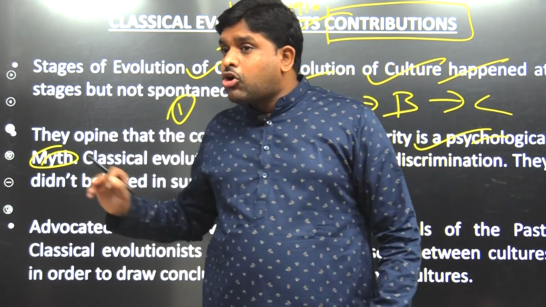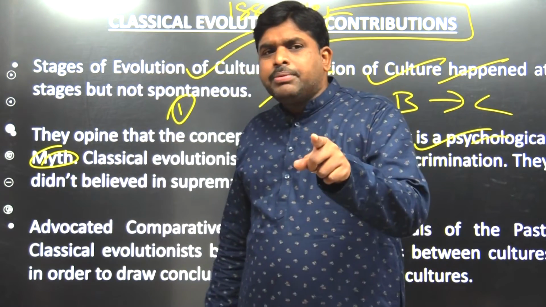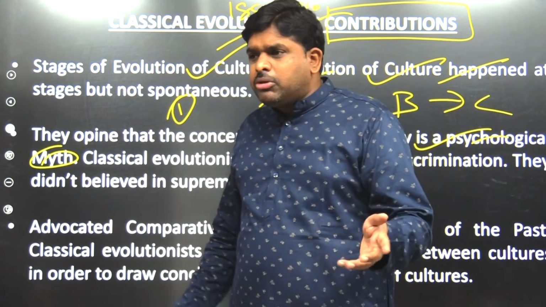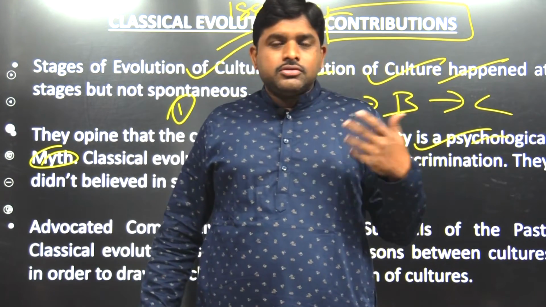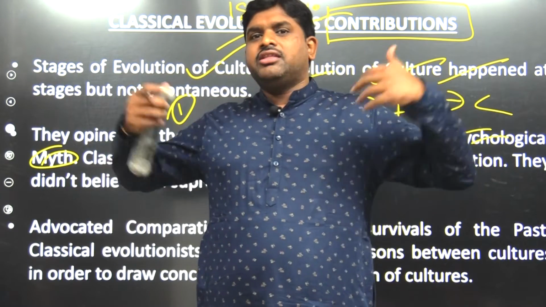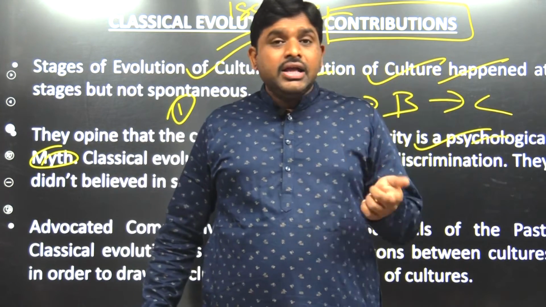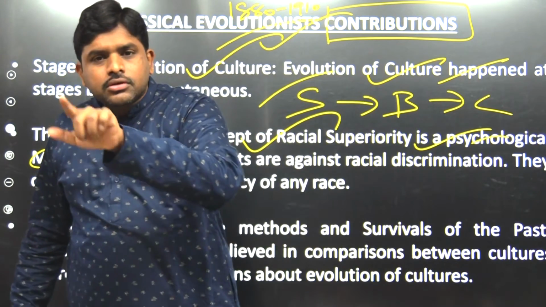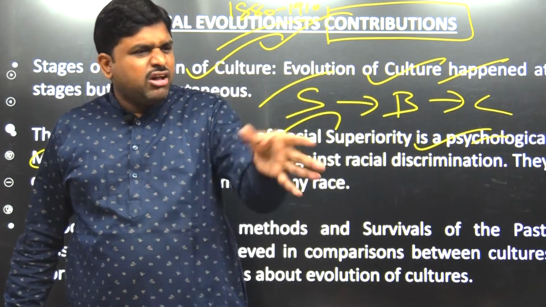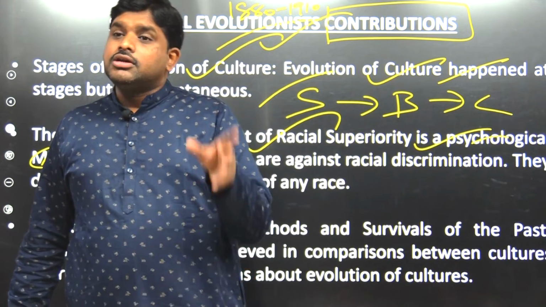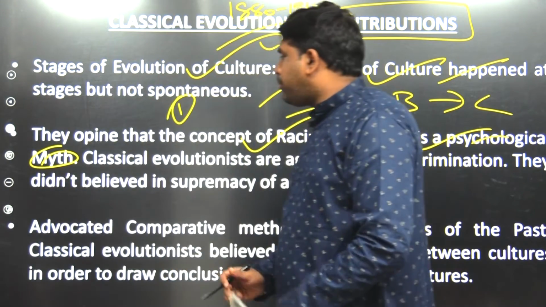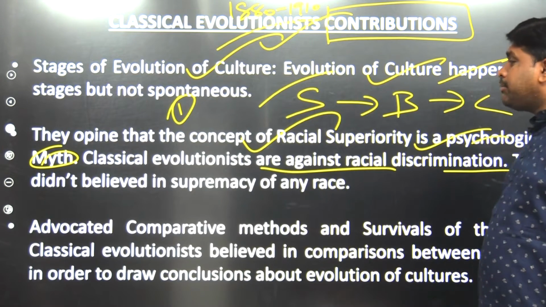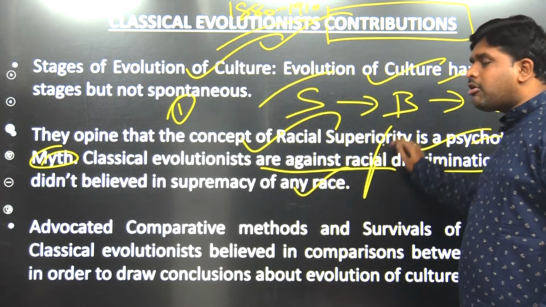See, why is it a contribution? Being white people, what would they have to believe? They would have to believe, yes, we are superior. When they are called superior, they will be happier. But they are inclusive and adaptable, and they are telling that racism is a psychological myth, a false belief. These three people advocated the same. Third point: classical evolutionists are against racial discrimination. They didn't believe in the superiority of any race.